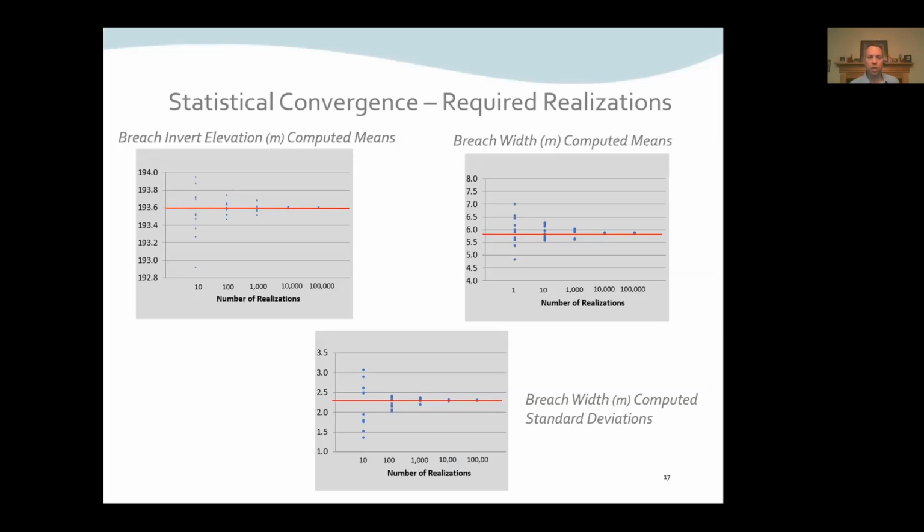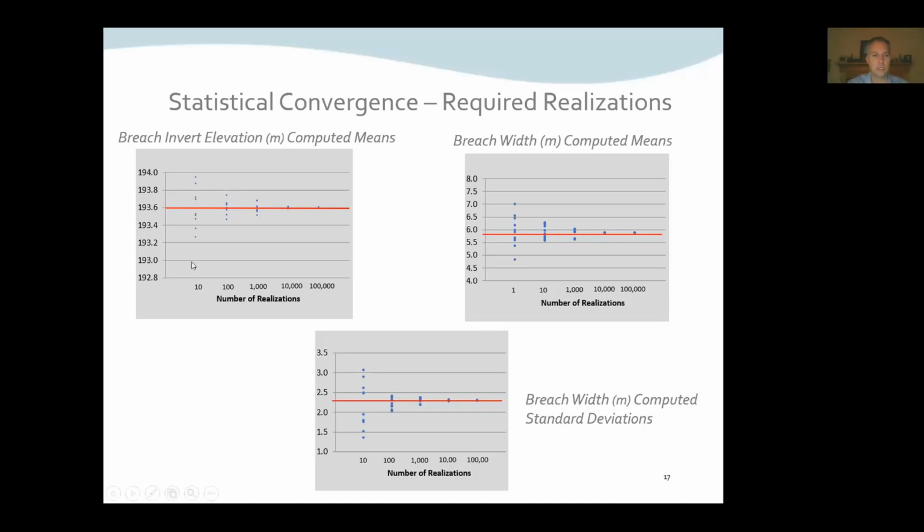Here are some examples of statistical convergence on the input value. These are a few of the breach parameters. Here we've got breach invert elevation on the upper left. What I did here is I ran a number of realizations. I ran a number of different Monte Carlo exercises, 10 different ones for that matter. And for each one, I did either 10, 100, 1,000, or 10,000, or even 100,000 realizations.